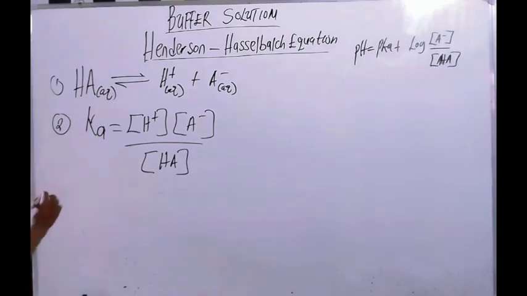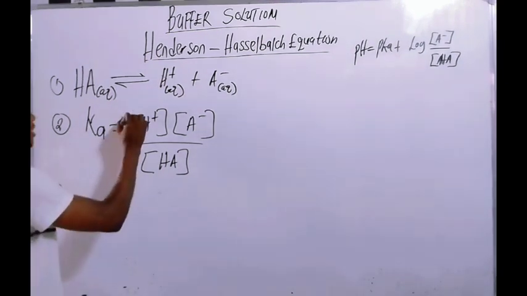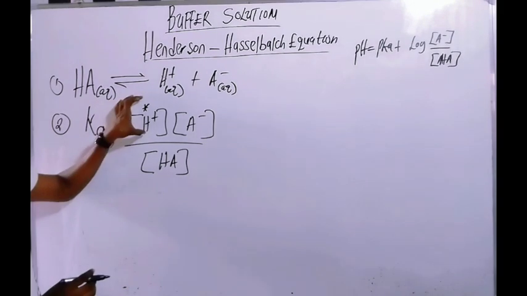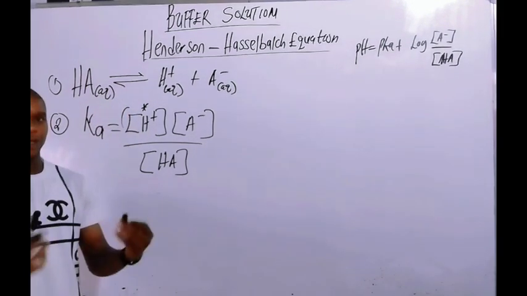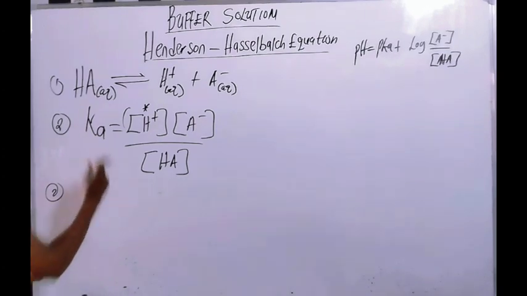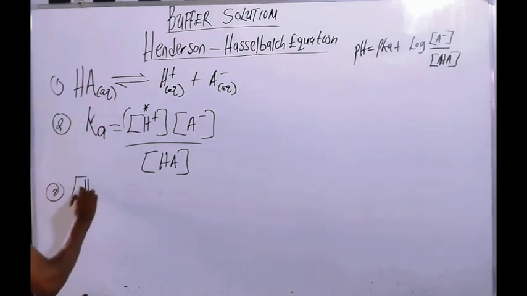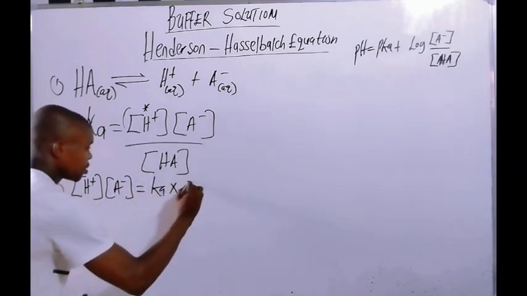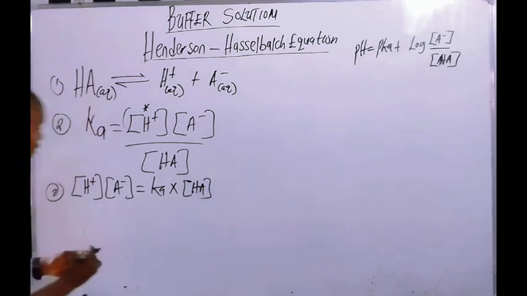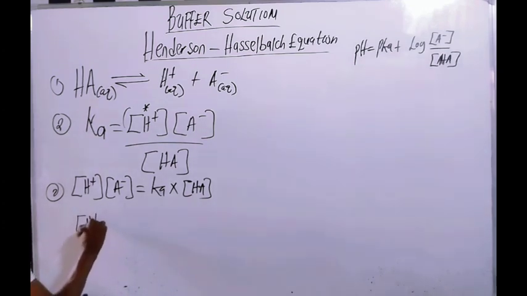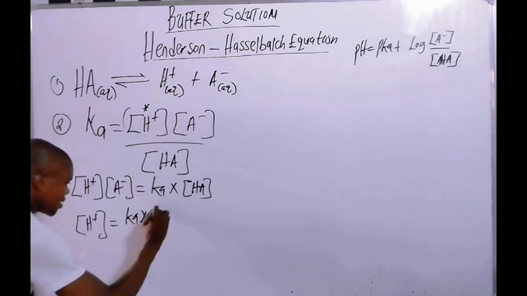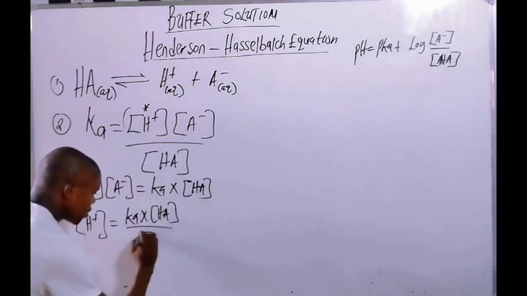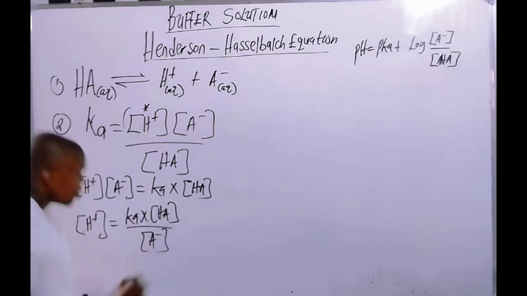Now the next thing we want to look at is to make H plus the subject of the formula. For you to make H plus the subject of the formula, you cross multiply. So it's going to be H plus times A minus equals Ka times HA. So you divide both sides by the A minus concentration, and you have H plus equals Ka times HA over A minus. Do you see that?